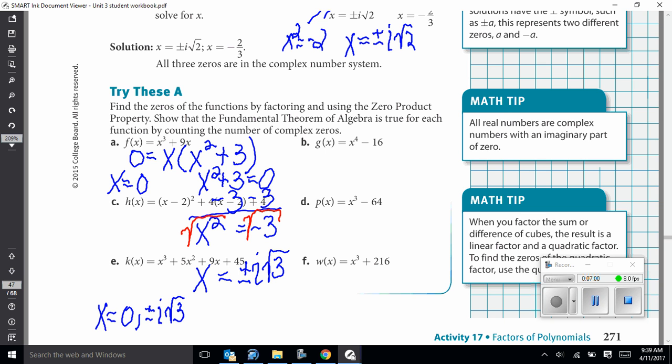All right, so let's do, let you do E. That's a grouping one, so it'll be real similar to the example A. Do E, and then we'll look at some of the other ones.